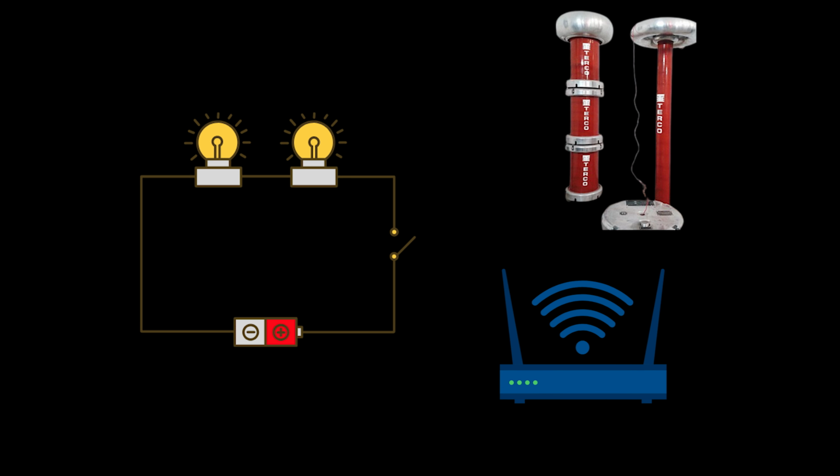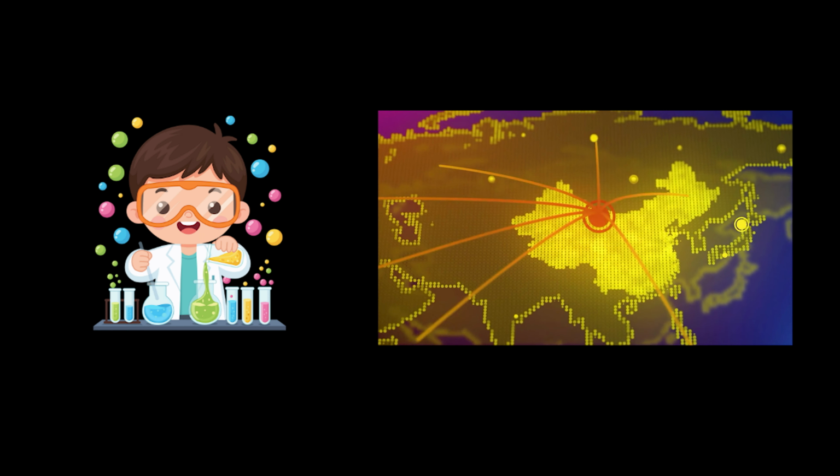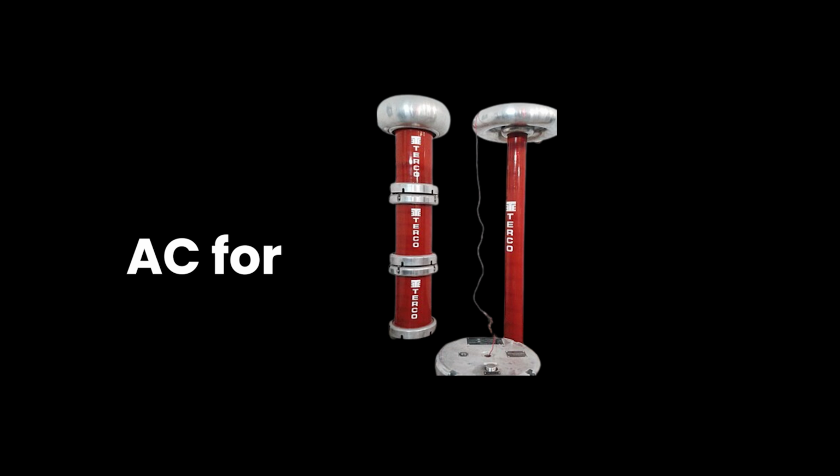They vibrate rapidly, changing direction many times per second. Why use AC? Because AC is easier to transform into high or low voltages, making long distance transmission incredibly efficient. That's why power outlets use AC. It's the most practical way to move electricity across a country. The world uses DC for small electronics and AC for big power.